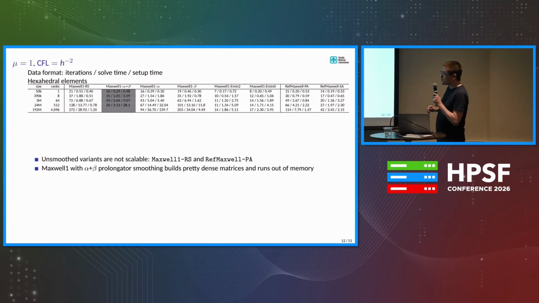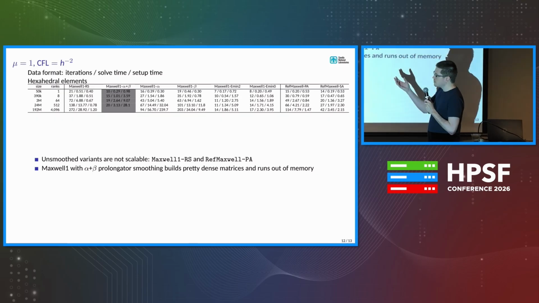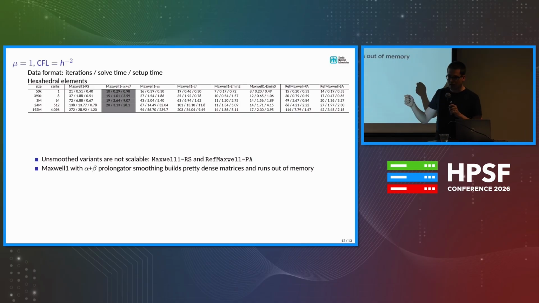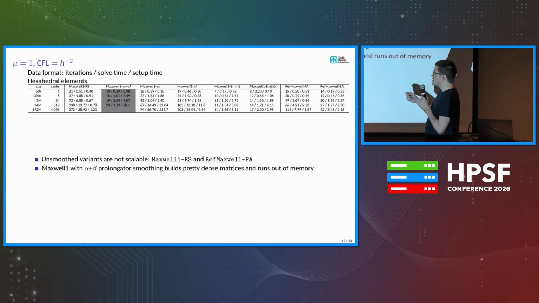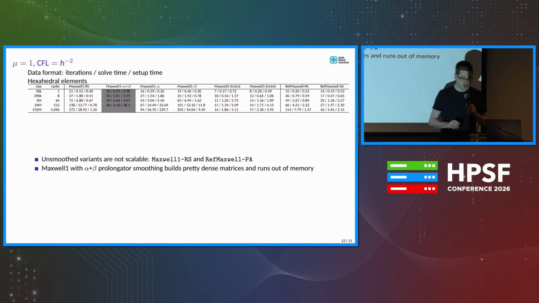The second observation is that if we do this Maxwell 1 type preconditioner with all the smoothing enabled, so with double smoothing on the prolongators, that builds extremely dense matrices and ends up running out of memory. So that's not great.